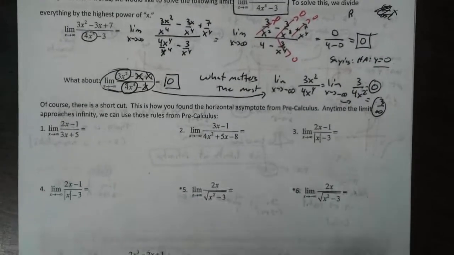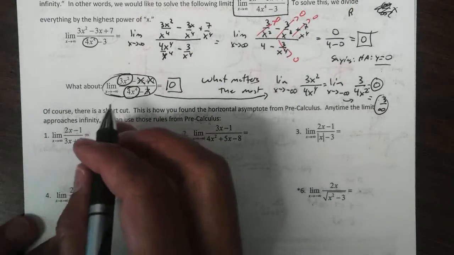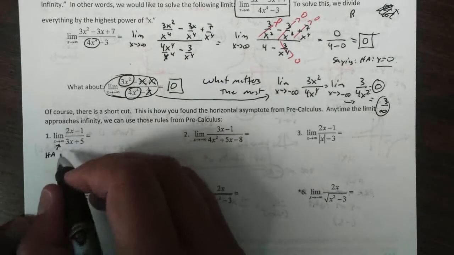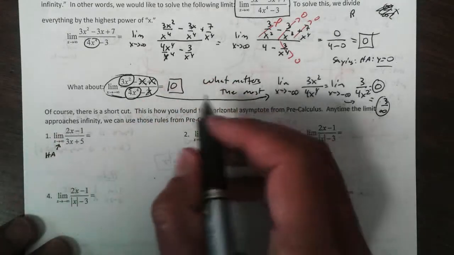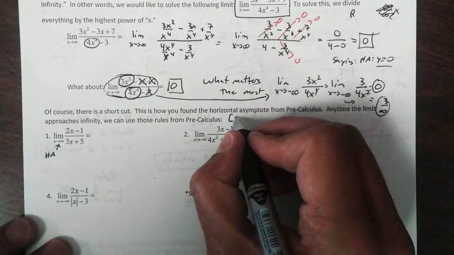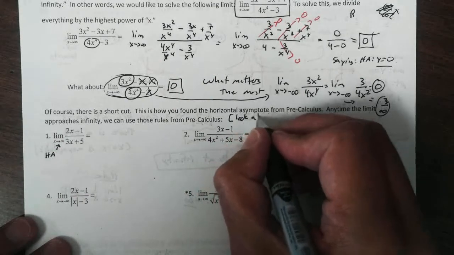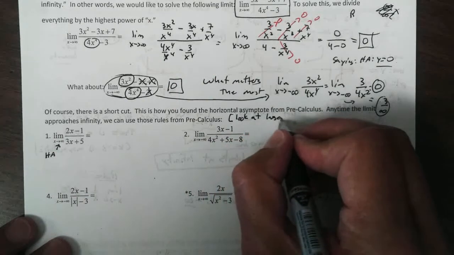So let's try that. Ready? If we look at number 1 here, we want to think, well, if I'm dealing with infinity, this is talking about a horizontal asymptote, so I want to think what matters most. Remember, we're just looking at the largest power degree. Look at the largest degree, top and bottom.